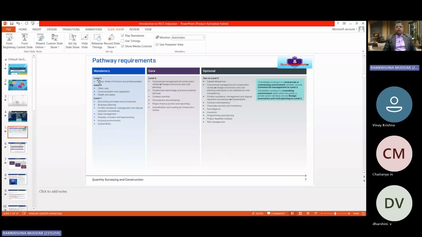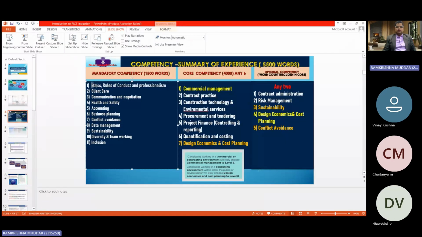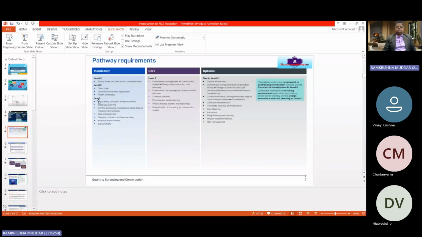3 levels. For level 3, only ethics is required. Understand? This ethics which is there, that only we have to write at level 3. Okay. Rest of the things we have to write at level 1 only. I'm going to explain to you what is level 1, what is level 2, what is level 3, and how it has to be written. Okay.